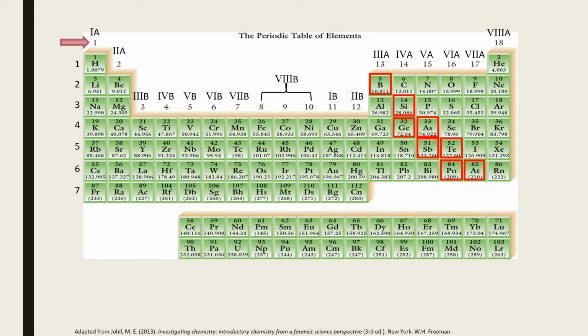Each group has two sets of numbers, numbers from 1 to 18, and Roman numerals using A to B. A groups are the regular groups, and group B are the transition metals.